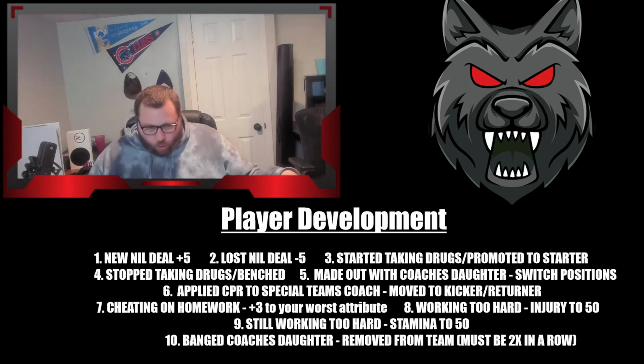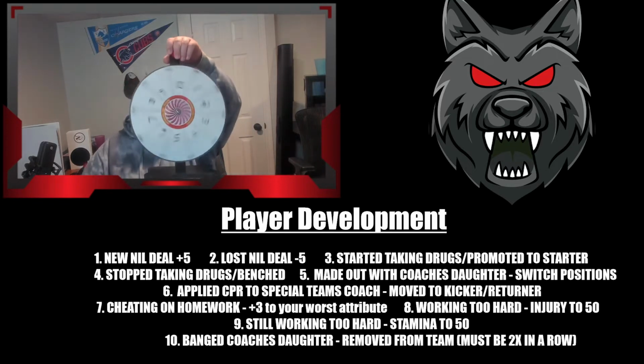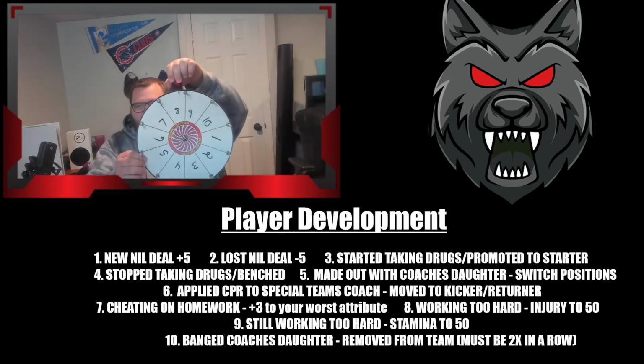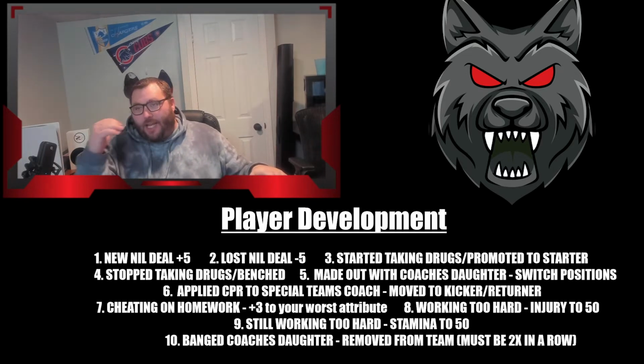Or you can do this random player development spin. You can see all the different options here. But again, let's say we spin the wheel, and 8 pops up. Your player is working too hard, your injury rating goes down to 50 for a game. You can see all those different options. So it's random.